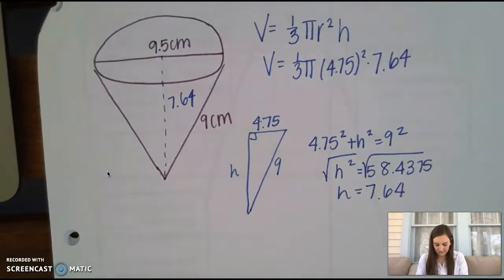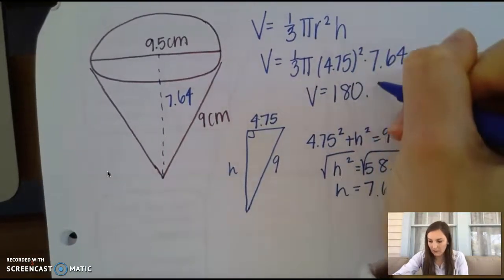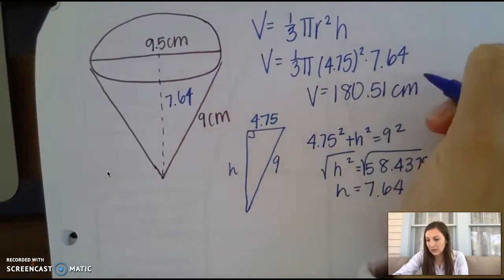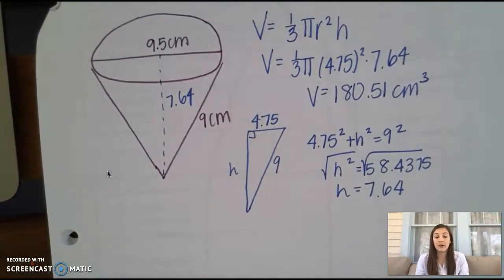1/3 times 4.75 squared times 7.64, and then I'll tag on pi. Remember, you should use the pi button. And I'm going to get that the volume is 180.51 centimeters cubed. Remember, we're working with cube units here for volume.